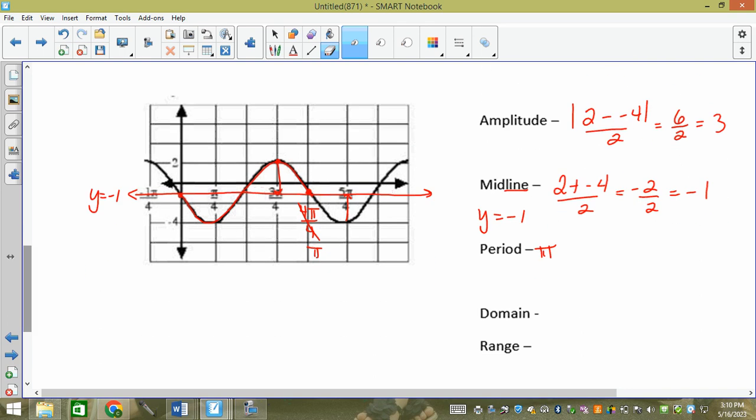And then my domain is x such that x is an element of the reals. And my range is from -4 to 2. Y such that -2 is less than or equal to y is less than or equal to, that's a lie. Oh no, I can't erase. Don't do this on a test. It's bad. Okay. -4 to 2.